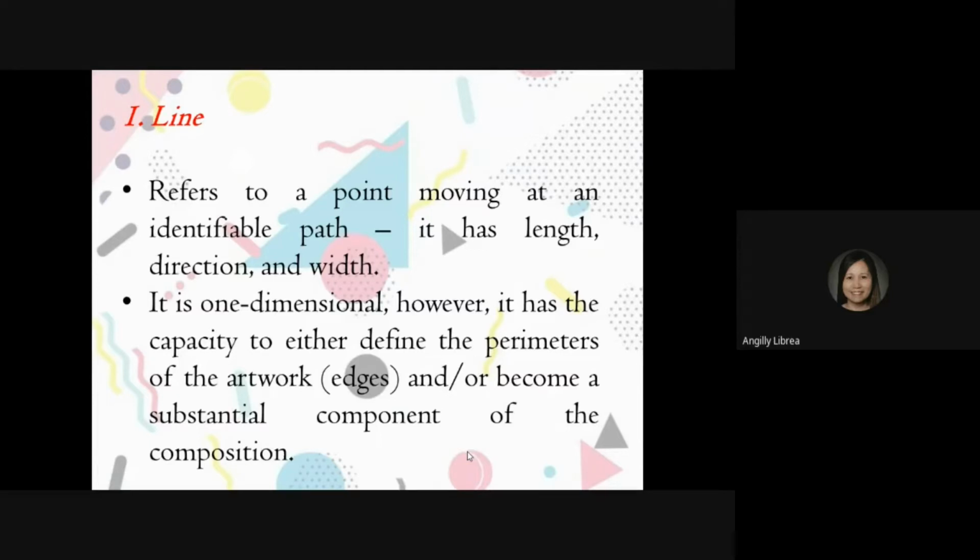A line refers to a point moving at an identifiable path. It has length and direction, it has also width. It is one dimensional, however, it has the capacity to either define the perimeters of the artwork, like edges, or become a substantial component of the composition. Although a line is simple, it has variations in view of its orientation or direction, shape, and thickness. These variations import not only visual elements into the artwork, but suggest meaning or message being conveyed by the artist.